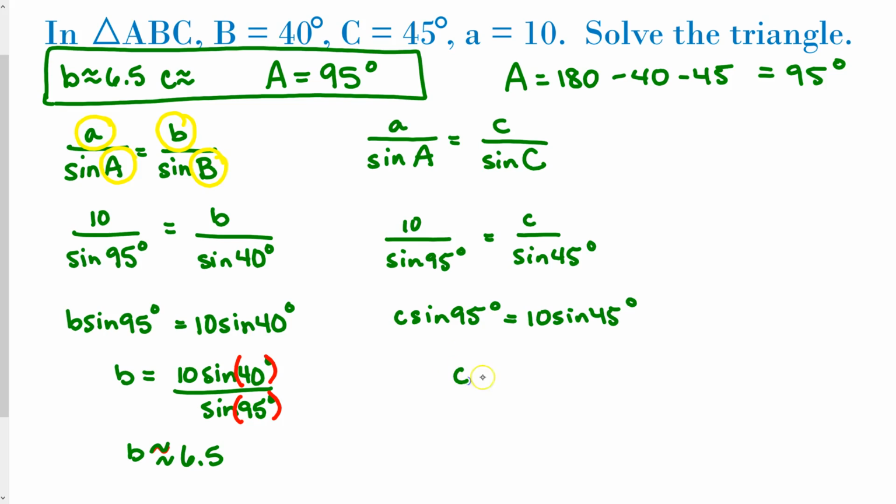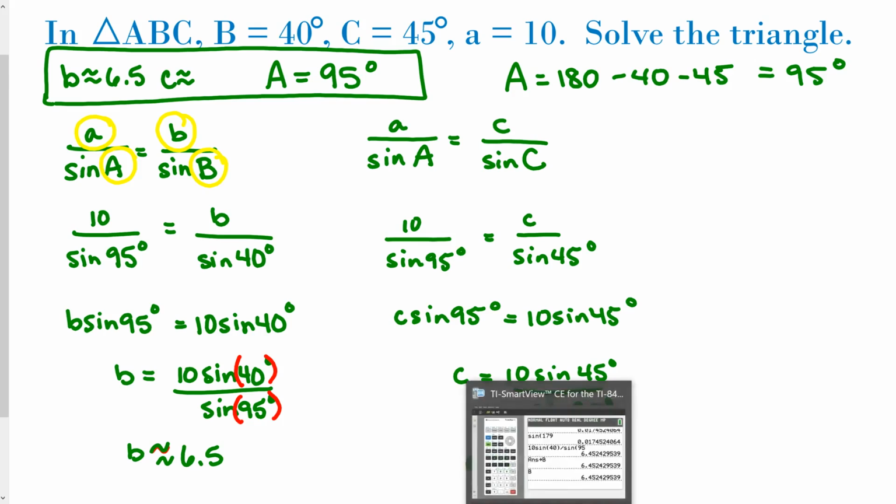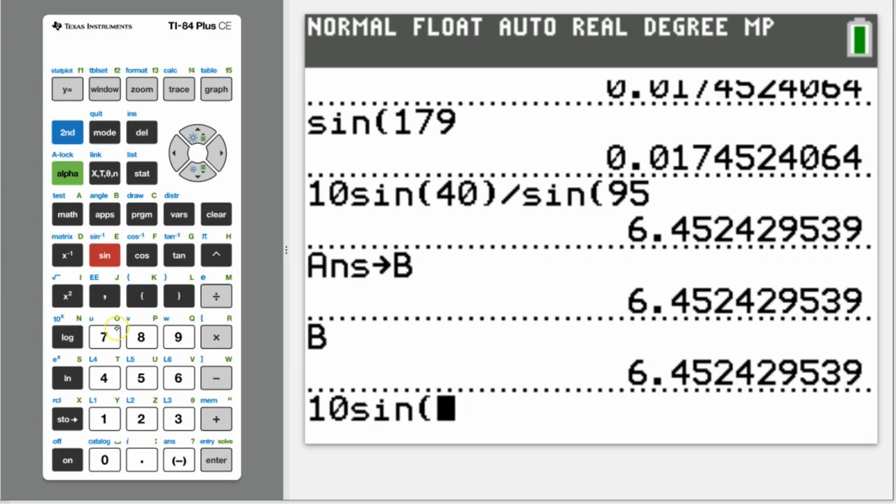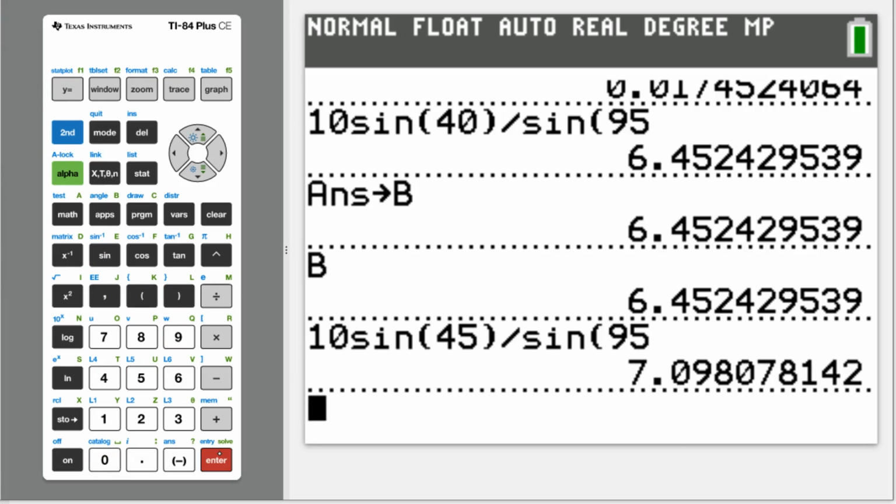Divide both sides by sine of 95, and put it in your calculator and round to the nearest tenth. 10 sine 45 divided by sine 95 is 7.1.